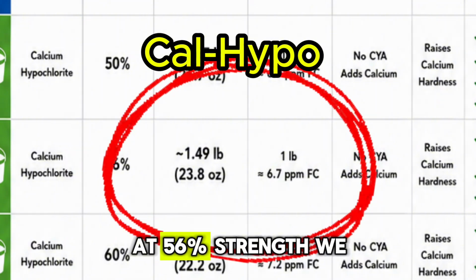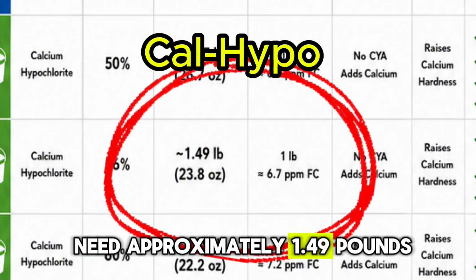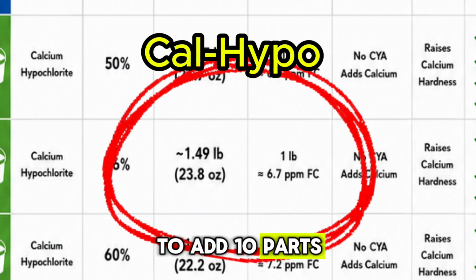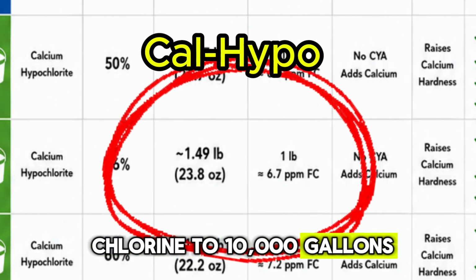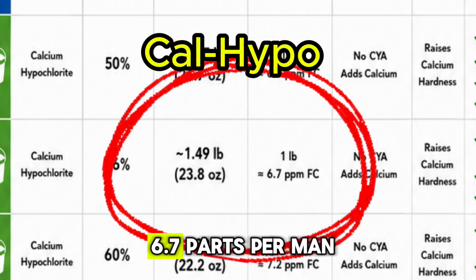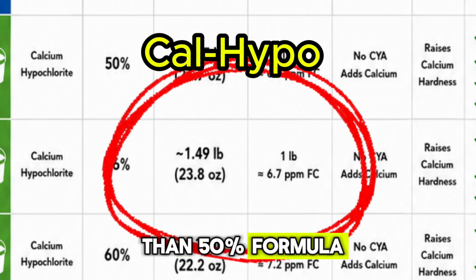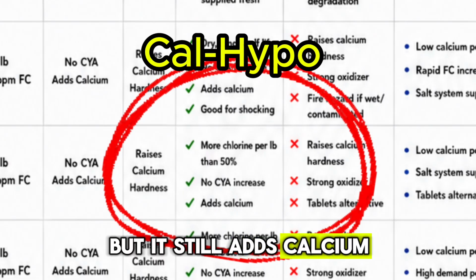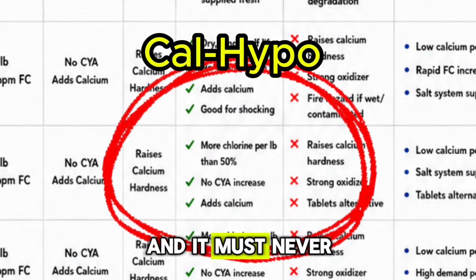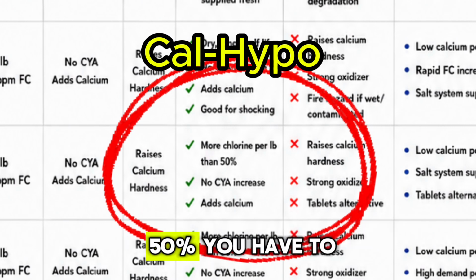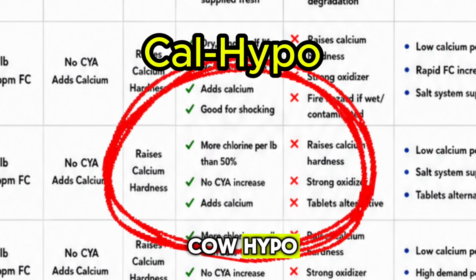Cal-Hypo at 56%. At 56% strength, we need approximately 1.49 pounds or about 23.8 ounces to add 10 parts per million of free chlorine to 10,000 gallons. 1 pound adds approximately 6.7 parts per million. It requires less product than 50% formula, but it still adds calcium. It must remain dry, and it must never be contaminated with other chemicals. So just like the 50%, you have to be very careful with Cal-Hypo.